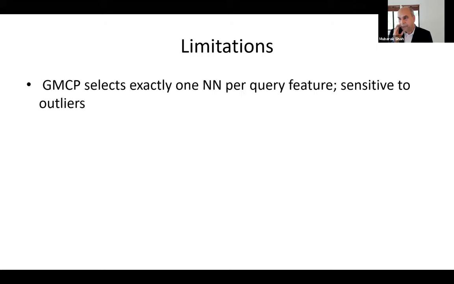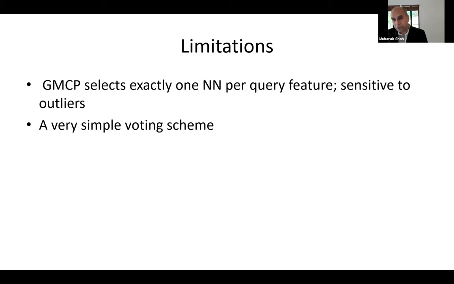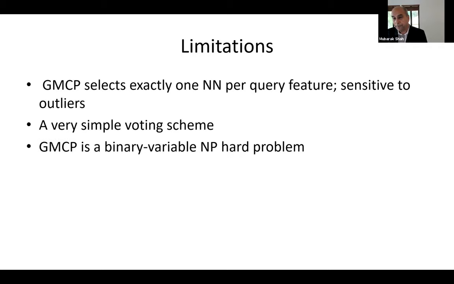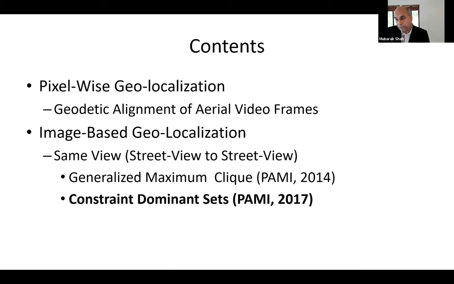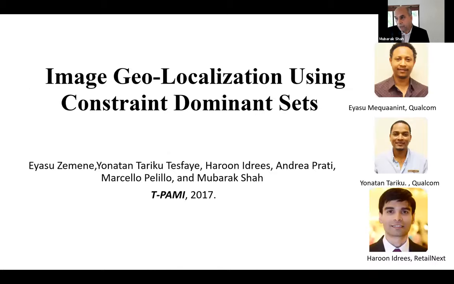Now there were limitations of this approach, as I mentioned, that we had a constraint that we want to select exactly one nearest neighbor per query feature. Now the problem is that if all the nearest neighbors we selected for a particular query feature are wrong, then we will have a problem. Especially the outlier will have a problem. So it will create a problem with other selections, okay? And then we use a simple voting scheme, that's pretty simple. And also this GMCP is an NP-hard problem. It's computationally very expensive.